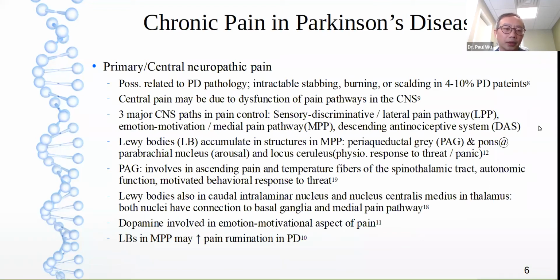In general, when we talk about pain pathways in the central nervous system, there are three major ones. They are the sensory discriminative, or lateral pain pathway, the emotion motivation, or medial pain pathway, as well as the descending anti-nociceptive system. In Parkinson's disease, Lewy bodies can accumulate in structures in the medial pain pathway, in the area of the periaqueductal gray, or PAG, as well as the pons at the parabrachial nucleus, which is responsible for arousal, as well as the locus ceruleus, which is responsible for physiological response to threat and panic.